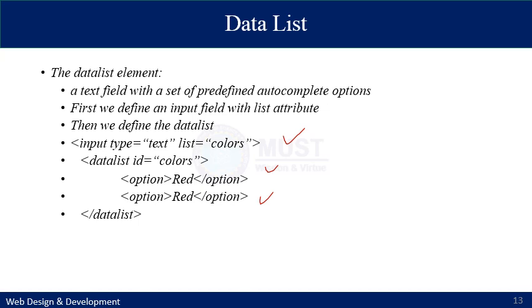Whenever you start typing in an autocomplete text box, you start with the first letter. The autocomplete will provide you the complete list of options, and you can choose any one of those to fill in the field.